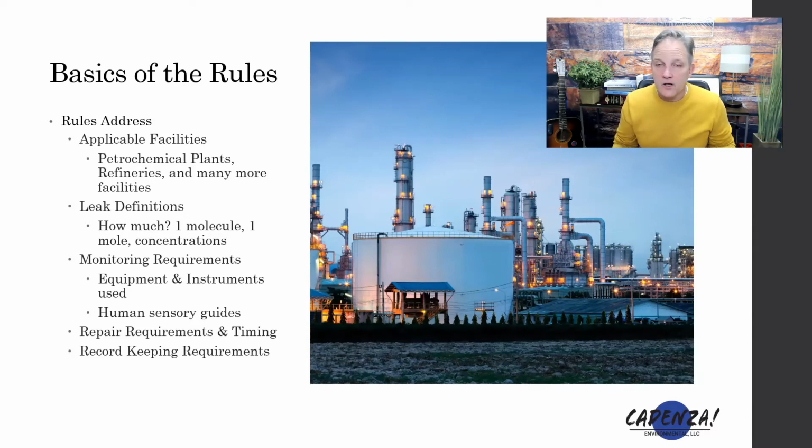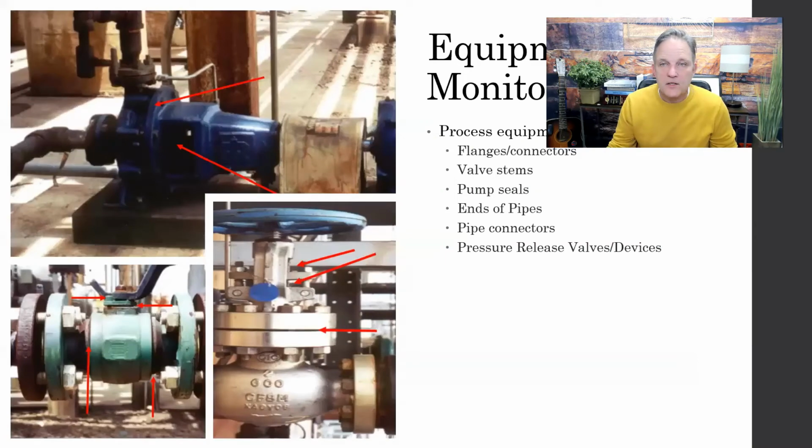Then the monitoring requirements. How are you supposed to know and find, and what are you supposed to do to find these and then correct them? The equipment that needs to be used to be able to find and correct these problems. Also some of the human sensory guides that you can use to find and repair leaks. Then also, again, the repair requirements and the timing and frequencies of having to monitor and look for leaks, and then the record keeping and reporting requirements associated with the rules.